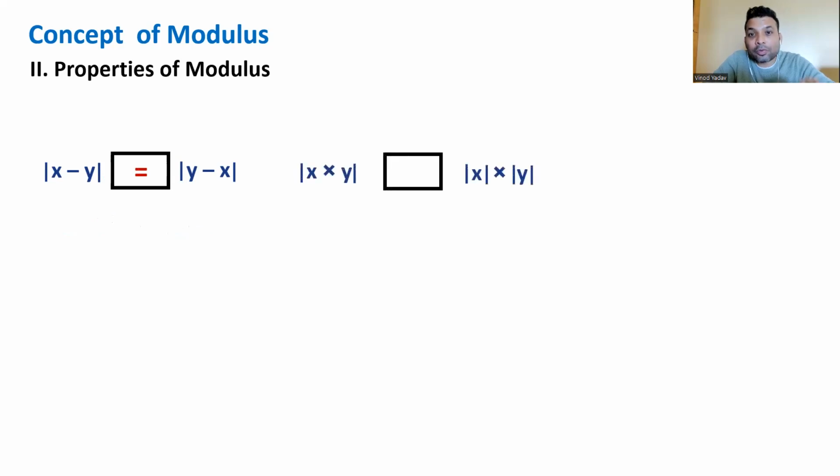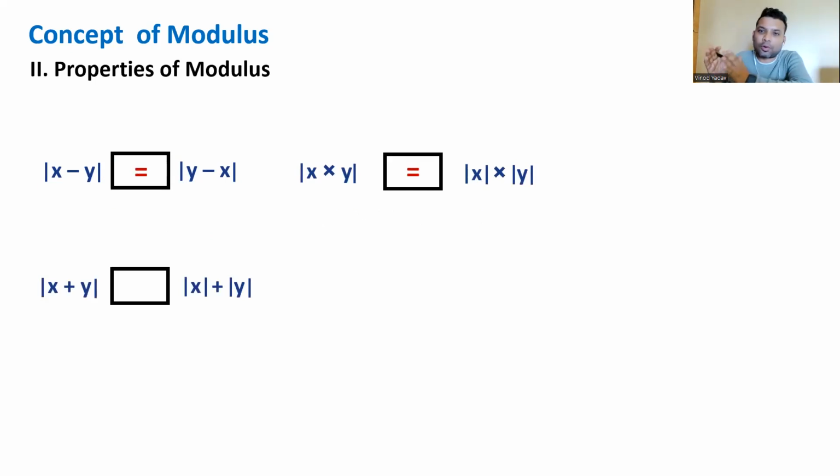Next, mod of x into y versus mod of x into mod of y. I hope you must have explored some values in your mind. Yes, both positive, both negative, negative, positive, whatever you take, in all the cases, ultimately you will see that the final outcomes match. Final outcomes match means it is equal.